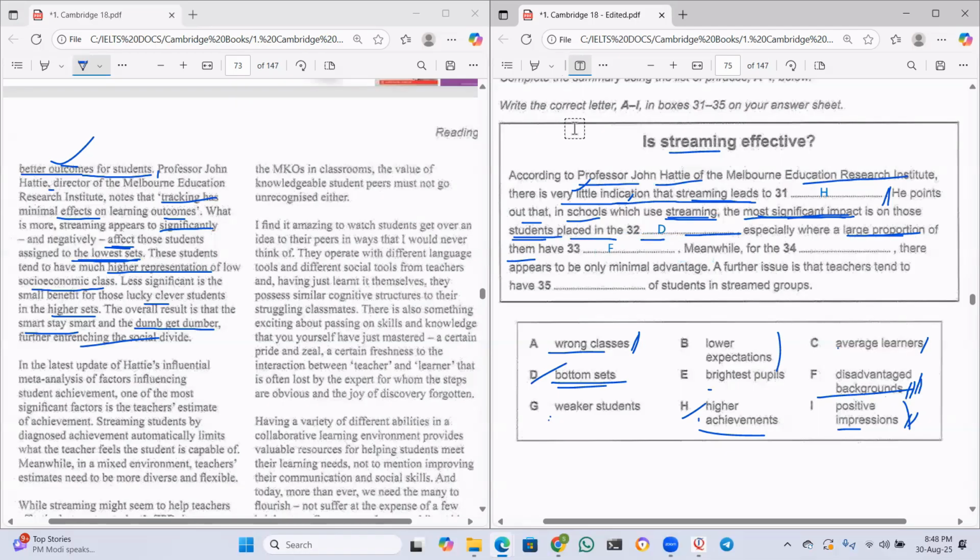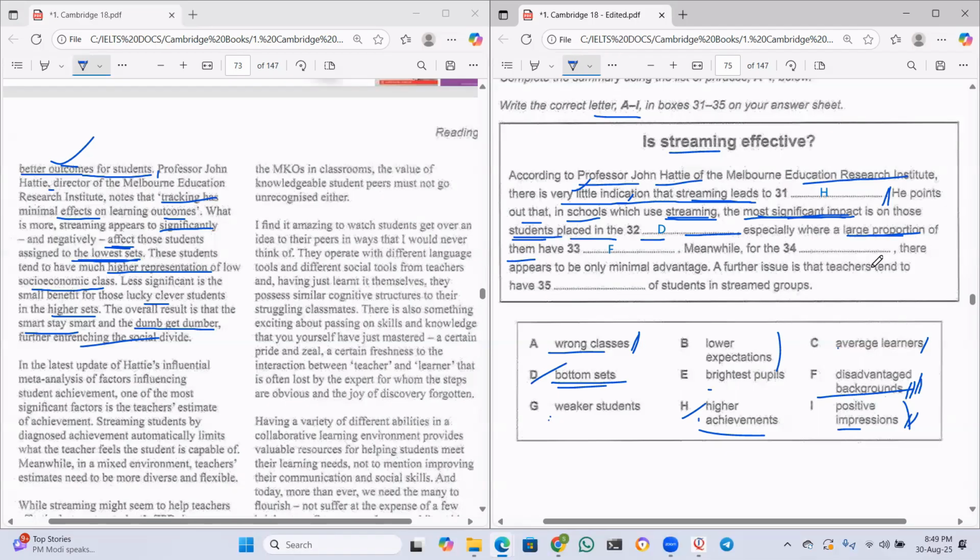Other than F, if you write the word, it is again a wrong answer. If you write this word, socioeconomic class, again it is a wrong answer. So please be careful. Write the correct letter A to I. Do you understand that? A to I only should be your answer. Okay, guys? So please be very, very careful.